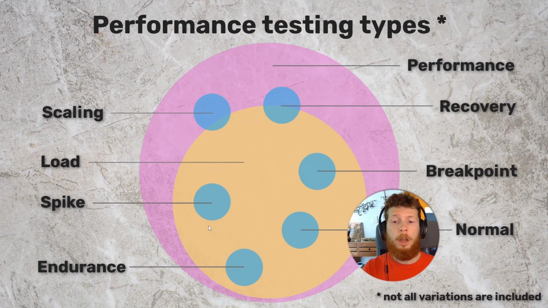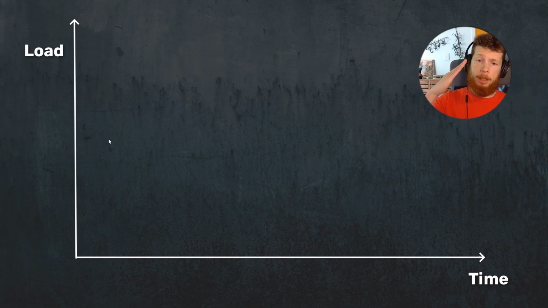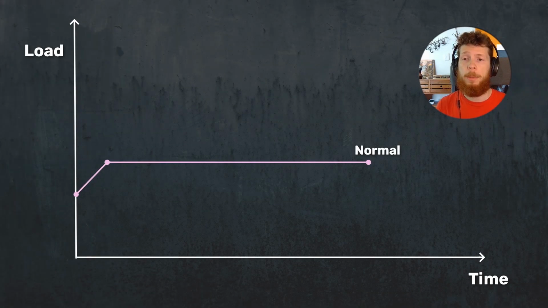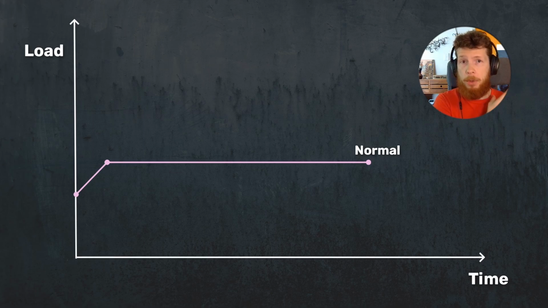Remember this picture? Let's try to visualize the blue circles. What kind of load patterns do they represent? On the vertical axis, we have the amount of load, and on the horizontal axis, we have time. First goes the normal load pattern. This is the baseline. Usually it's a typical load that is generated by your users in production.